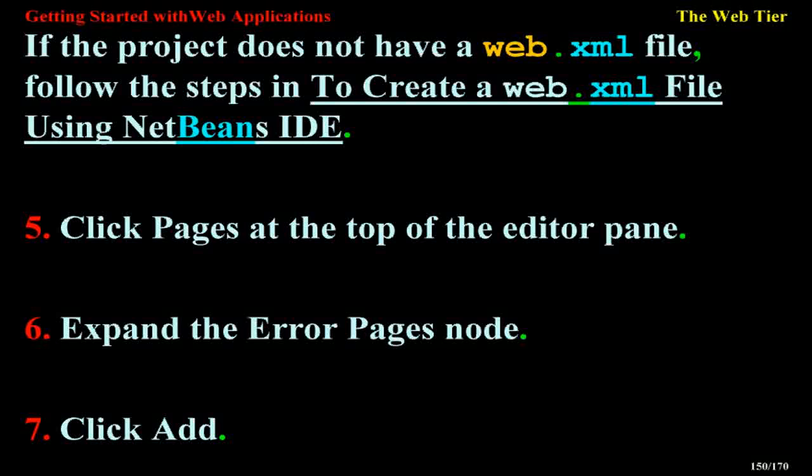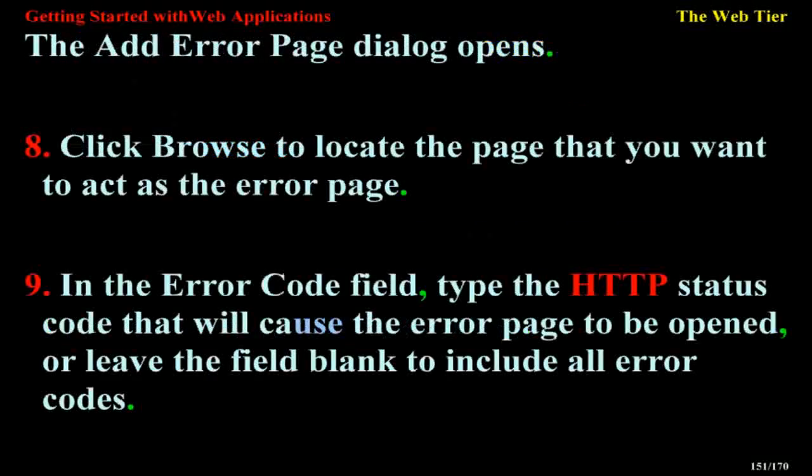Click Pages at the top of the editor pane. Expand the Error Pages node. Click Add. The Add Error Page dialog opens. Click Browse to locate the page that you want to act as the error page.